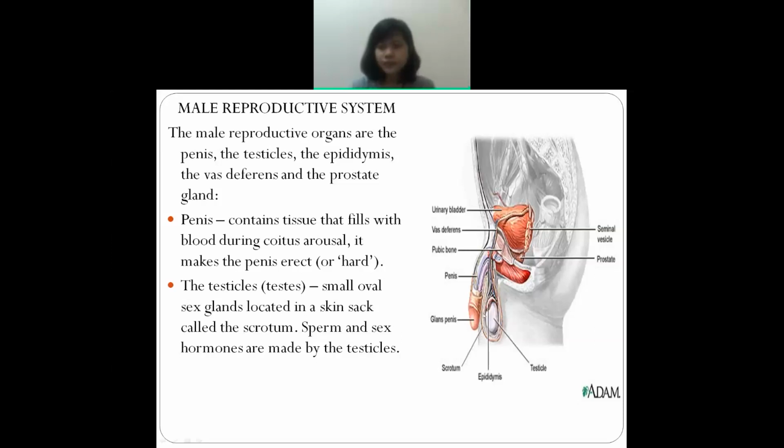And what happens in the testicles? The sperm, which are the male sex cells, are made by the testicles. Understand? Did you understand these two organs, the penis and the testicles? Did you get it, everyone? Yes, ma'am. Okay.